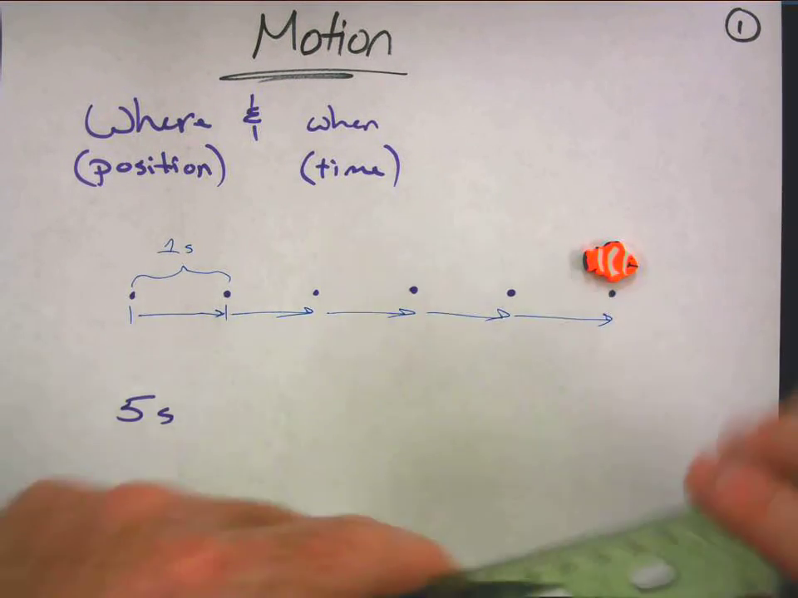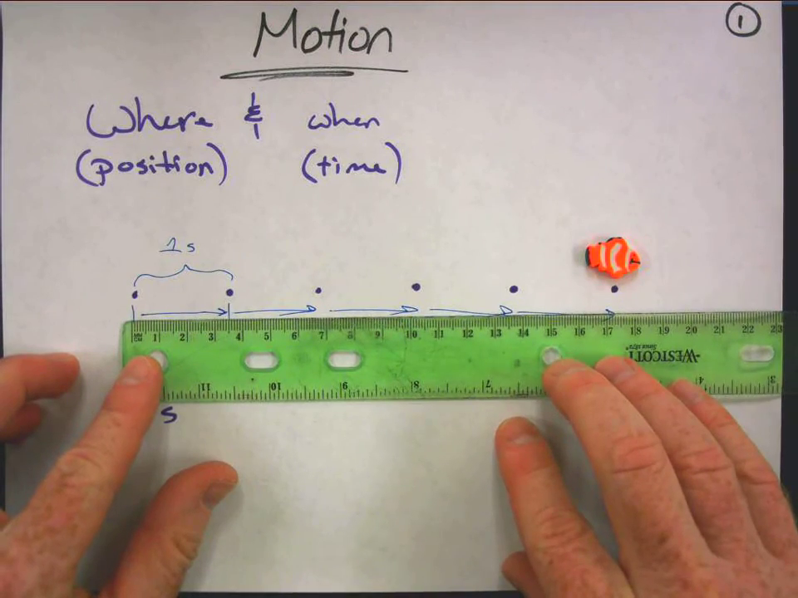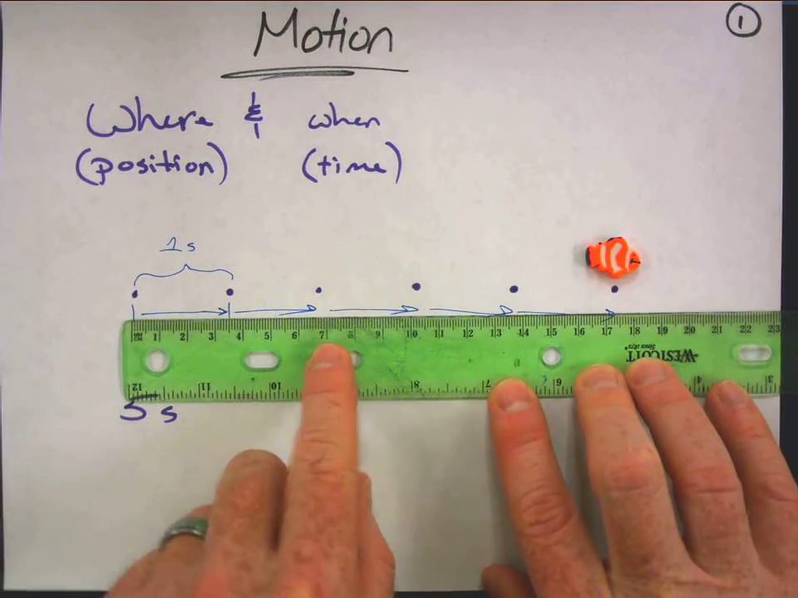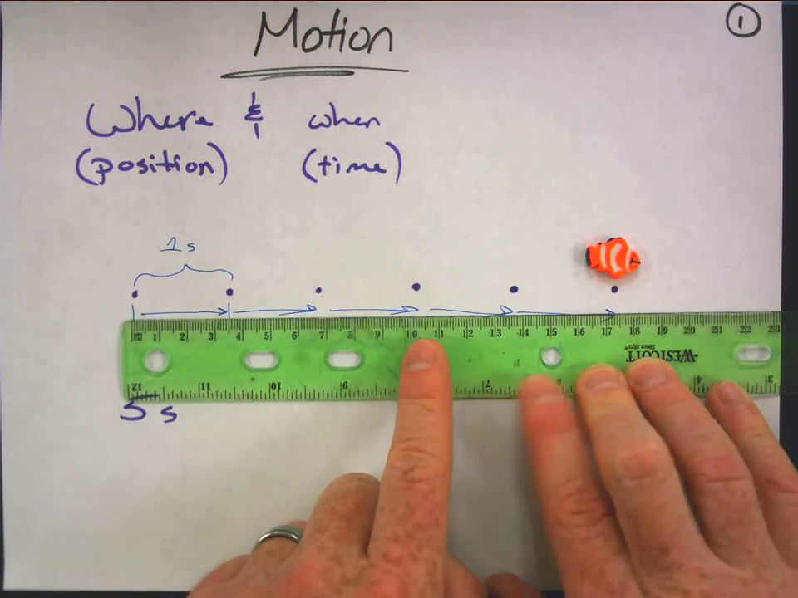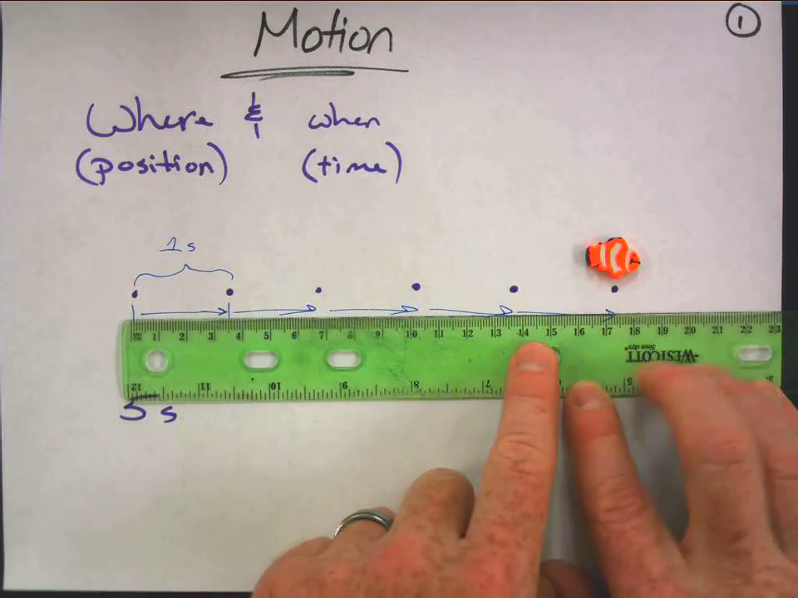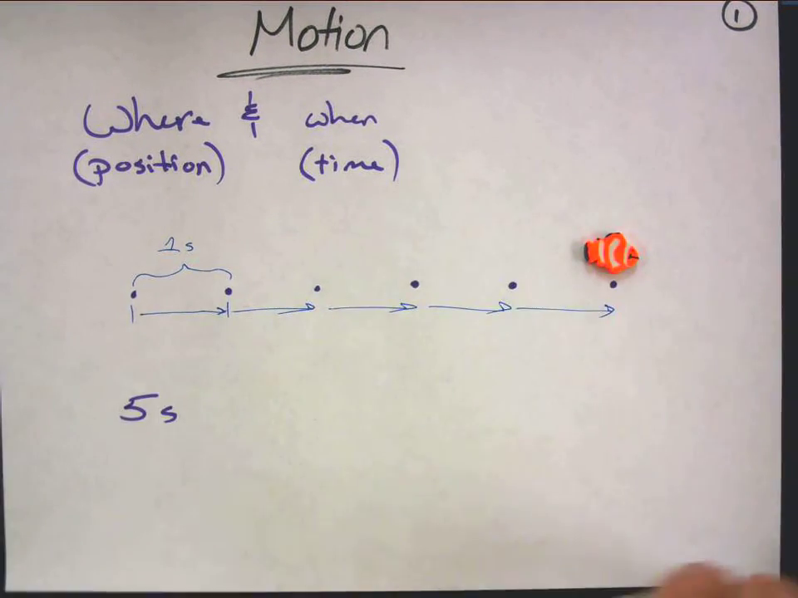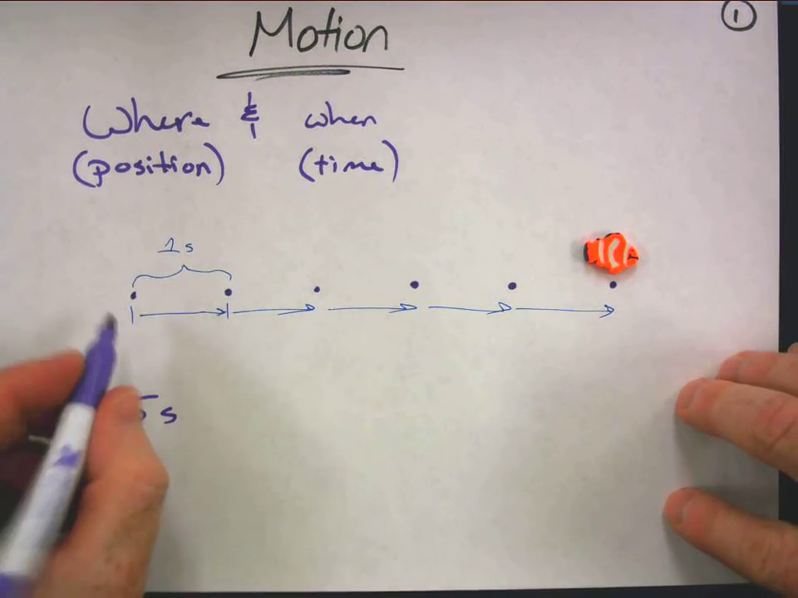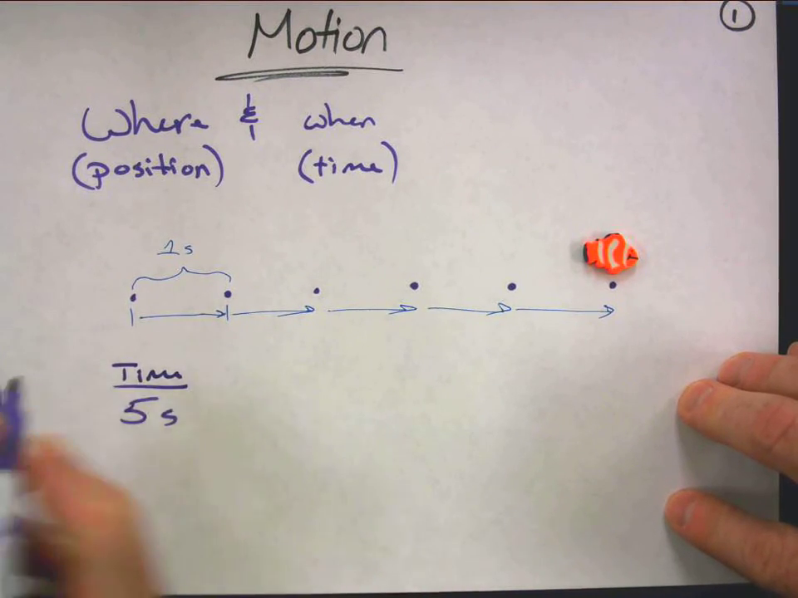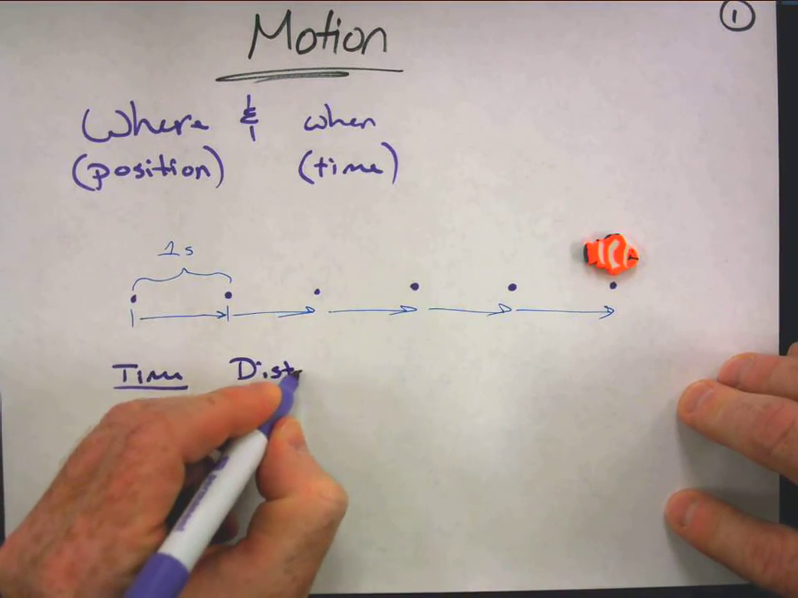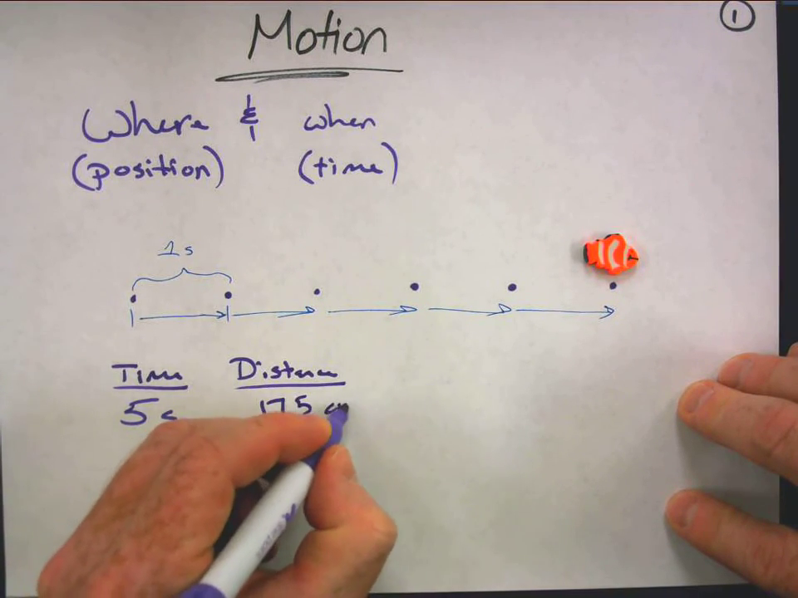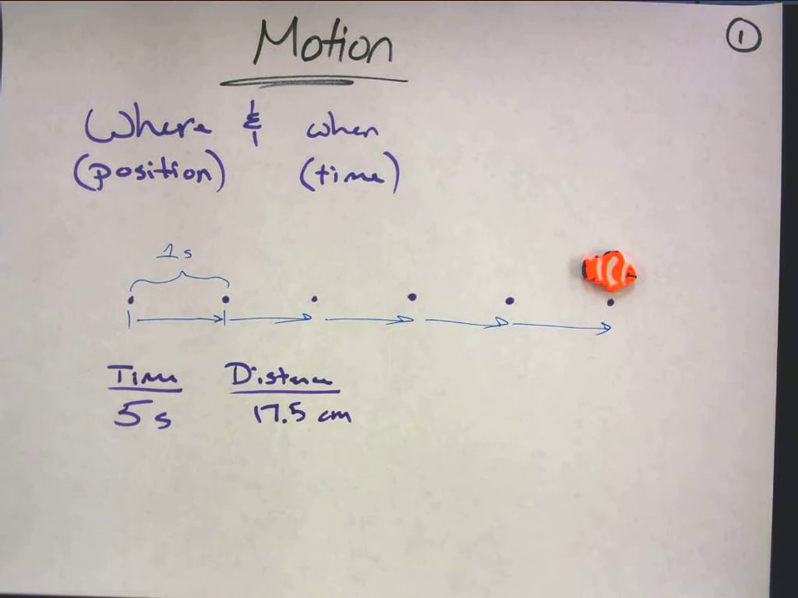And so we get our handy dandy ruler. And we say, you know what? That's about 3.5 centimeters. That's close to another 3.5, and close to another 3.5, and close to another 3.5. What's 3.5 times 5? 15, 17.5. So we have a time, and our distance, 17.5 centimeters. Okay, fair enough, no problem.